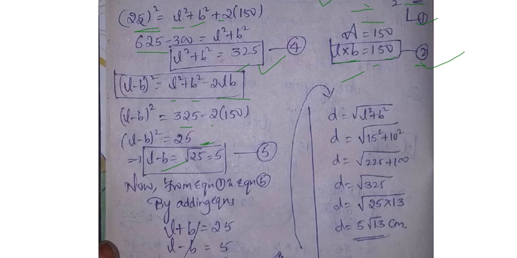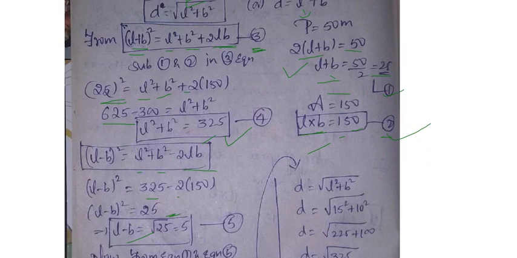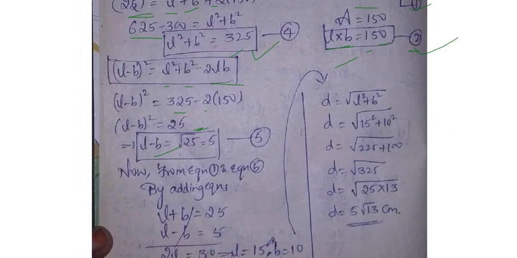Now see the first equation and the fifth equation. What is our first equation, friends? Here we got in the first equation L plus B equals 25, no? Yes or no? In the fifth equation we got L minus B equals 5.